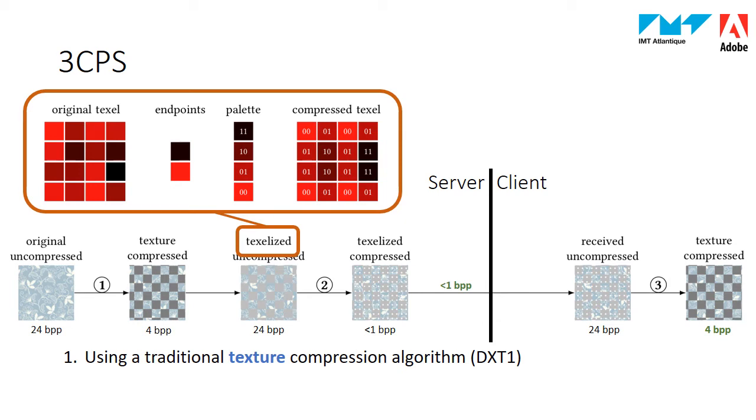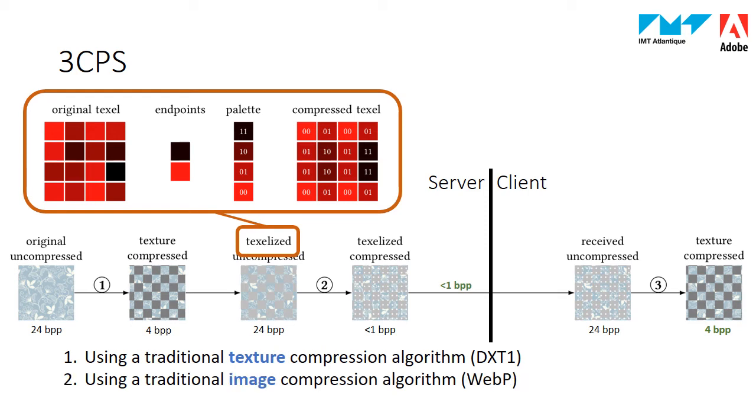As you can see, the texture compression introduces some distortion in the image, like color changes. But this is the price to pay for random access and compression. The size of the compressed image is exactly 4 bits per pixel. So back to our pipeline. After the first compression, we have a texelized version of the image.